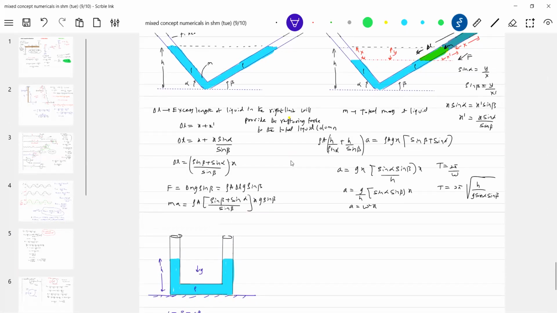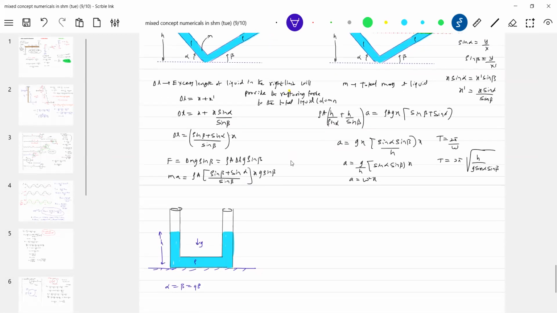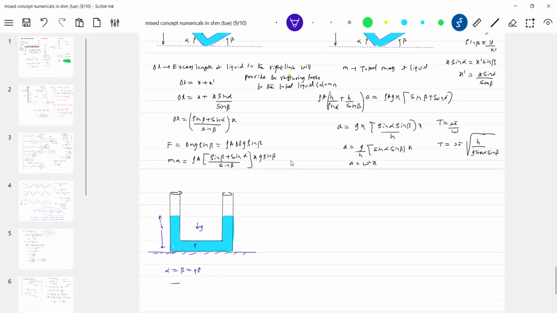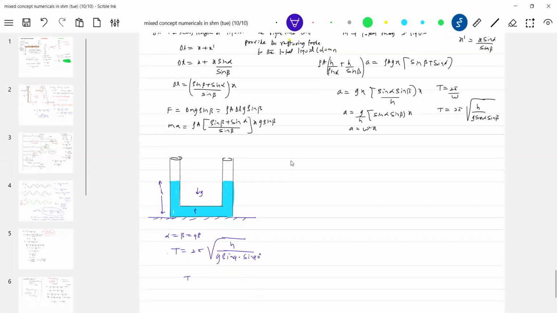So this was the advantage of this particular formula. In every problem you need not struggle. So alpha and beta tend to 90. So what is the time period? Time period will be T equal to 2 pi root of h by g sine 90 sine 90. A student may think, sir, is it applicable?